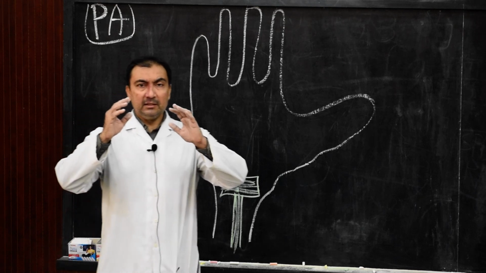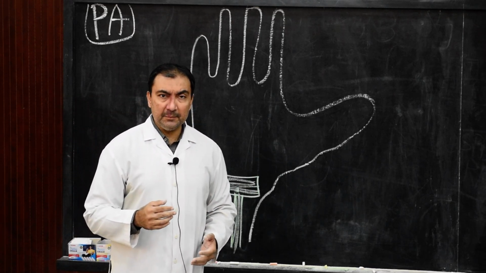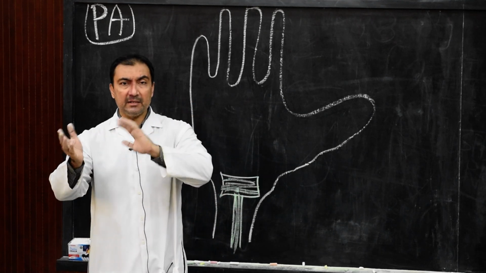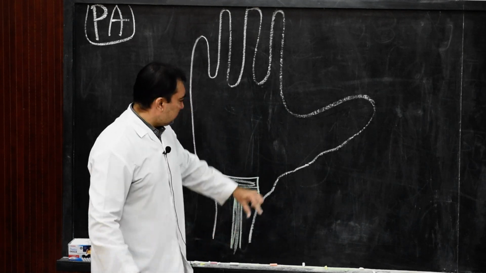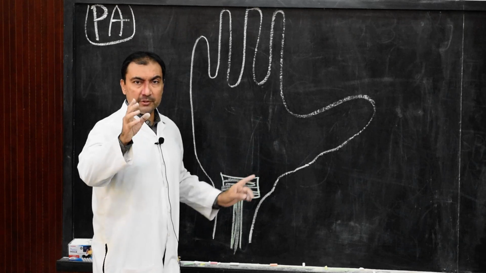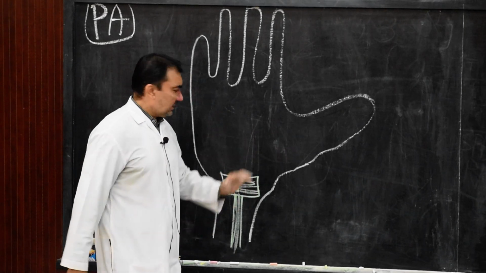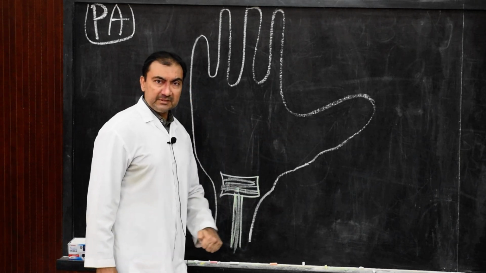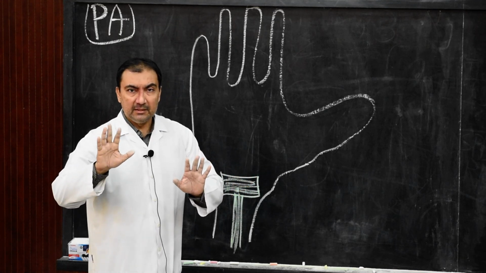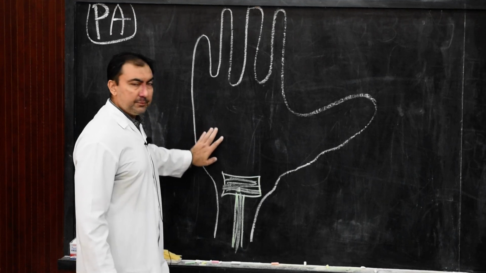Now palmar aponeurosis. Definition: it is the modified part of the deep fascia of the palm. Attachment of palmar aponeurosis. The palmar aponeurosis, in gross anatomy, is divided into central, medial and lateral parts. Central part is the main portion of the palmar aponeurosis which we are going to draw. Lateral part will cover the thenar group of muscles and medial part will cover the hypothenar group of muscles. Remember.